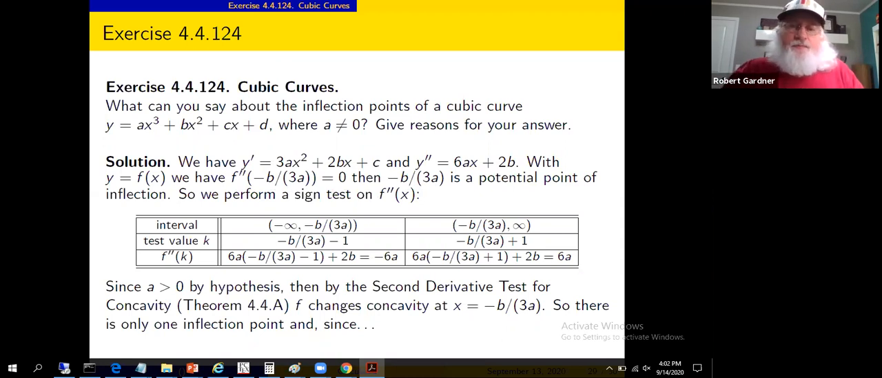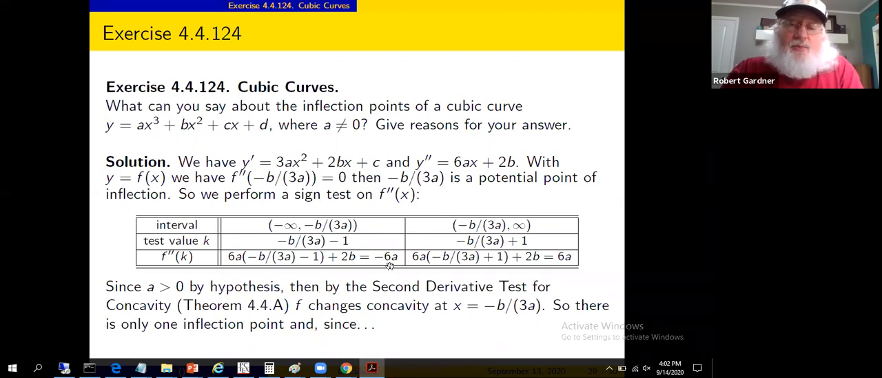So we'll make a table. We'll take the domain of the function, the whole real line, and remove that potential point of inflection, negative b over 3a. We'll pick test values. Okay, I want something less than negative b over 3a. How about negative b over 3a minus 1? That's less. We need a test value over here that's bigger than negative b over 3a. How about negative b over 3a plus 1? They're in these intervals. Let's use them for test values. And in fact, plugging them in, things simplify quite easily.